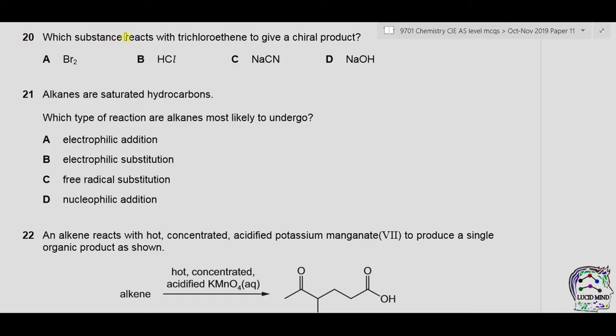Question 20. Which substance reacts with trichloroethene to give a chiral product? Chiral product is that product in which carbon is attached to 4 different elements or groups. Trichloroethene is the one having 2 carbon atoms with double bond, and we have 3 chlorine atoms.